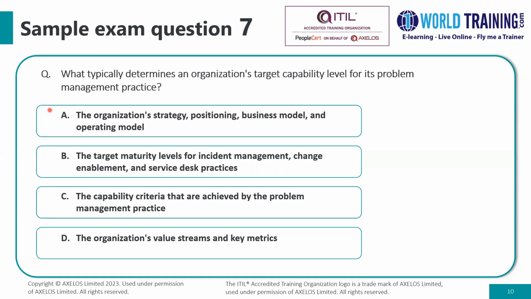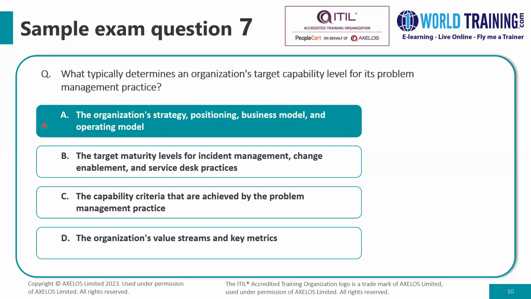So how does an organization determine which capability level they should go for in this practice? So A would be correct. It would depend on the organization's strategy, positioning in the market, the business model, and operating model. And in such a case, some practices may be more important, therefore need a higher level of capability.